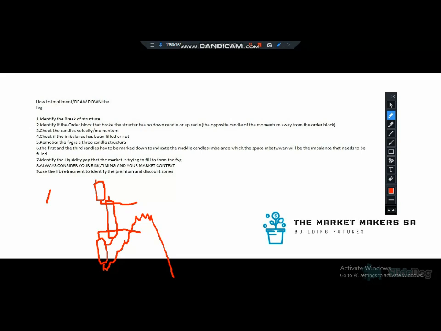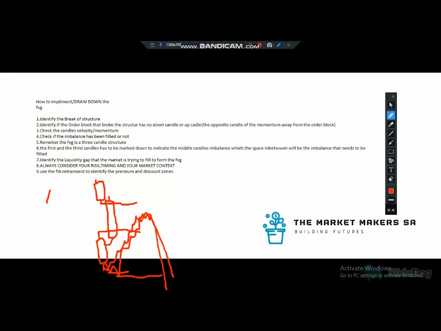So number 4, you need to identify the liquidity gap that the market maker is trying to fill to form the fair value gap. What this implies is you need to check the liquidity grabs that the market is trying to implement. For example, they could create some form of structure that will be of interest for people to buy, and they go into that fair value gap. People will be thinking it's a normal consolidation, so they hold their trade, and the market takes them out with psychology, and their trades are officially null and void. So that's what that means.